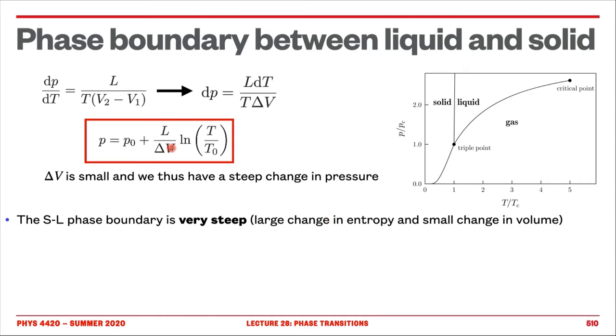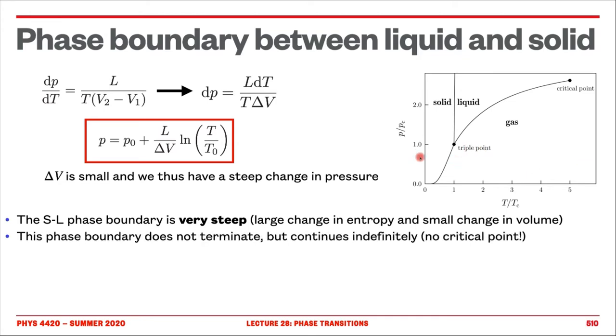And this is actually related to two things. First of all, it's related to delta V being so small, as I just discussed, but also L. Remember the L, the latent heat, is proportional to the change in entropy. And the change in entropy between the liquid and the solid is huge. Actually, if I go from a solid to a liquid, we are increasing the entropy a lot. Remember the entropy is related to the number of microstates. There are many more microstates in a liquid, many more configurations than there are in a solid. So both terms, a large entropy change and a small volume change, mean that this term is extremely large, hence the vertical line here.